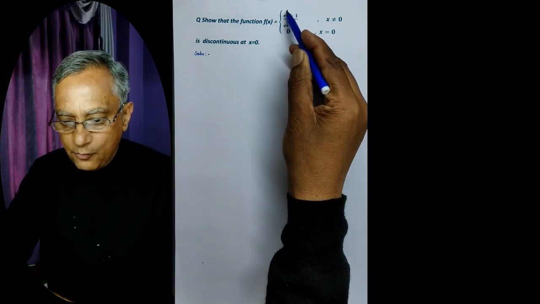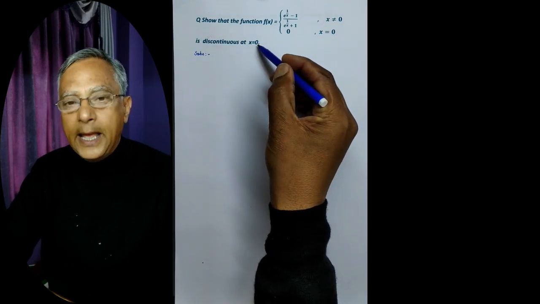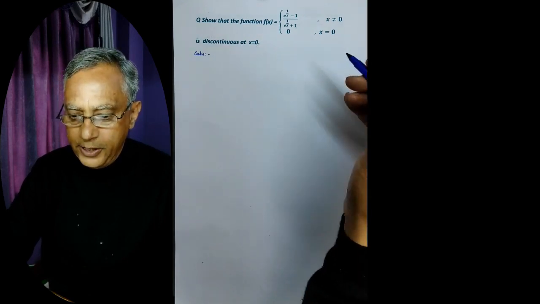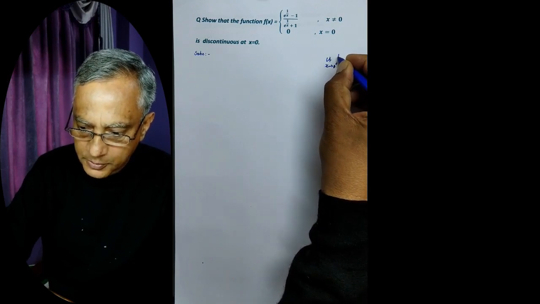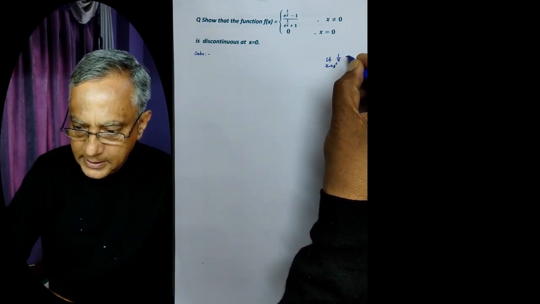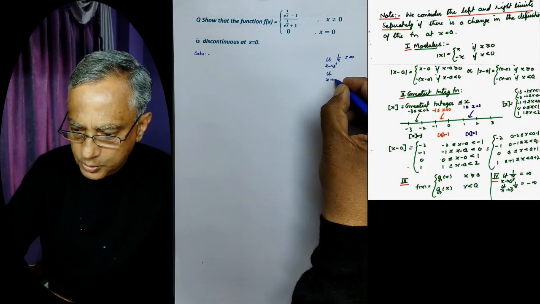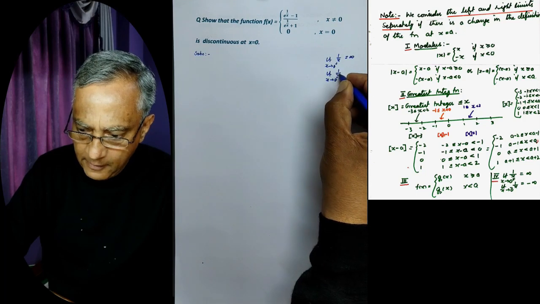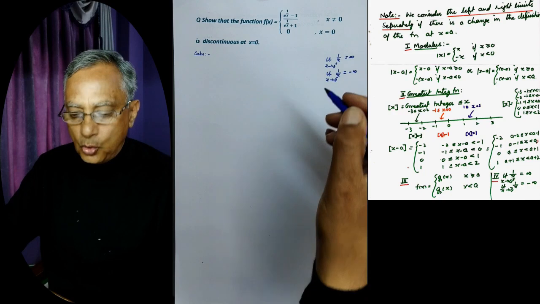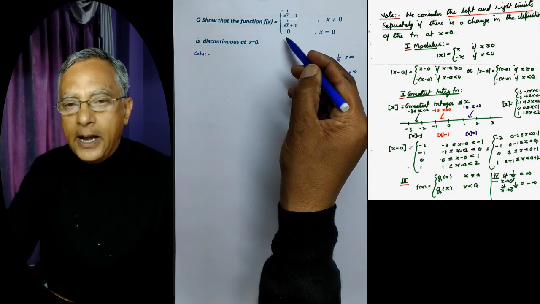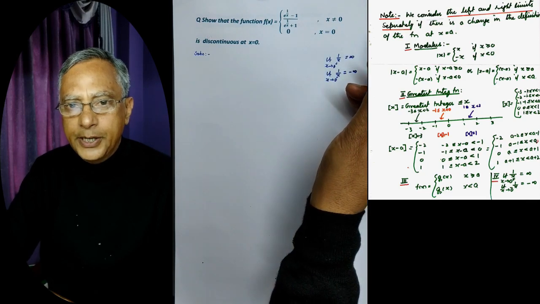But this question involves 1 by x, and we have to discuss the continuity at x equal to 0. And we know that limit x approaches 0 from positive side 1 by x is equal to infinity, and limit x approaches 0 from negative side 1 by x is minus infinity. So we must consider the left and right limits separately. You can see the side sheet.